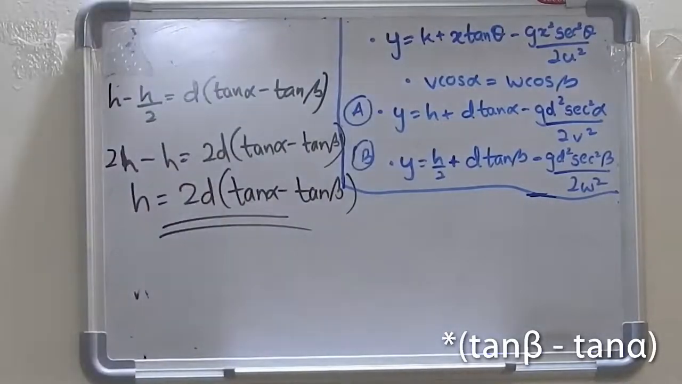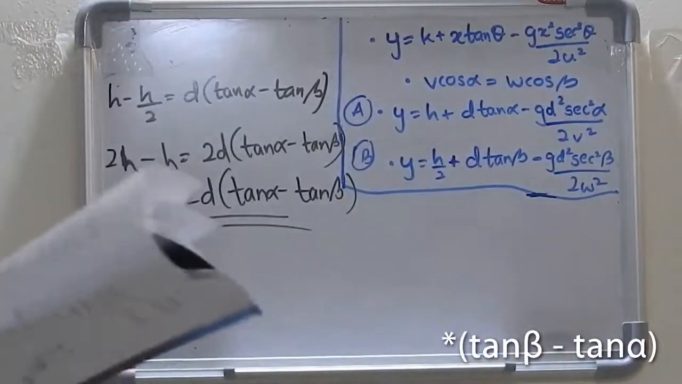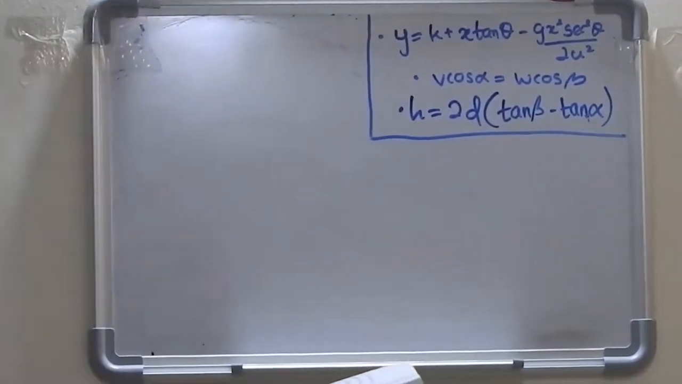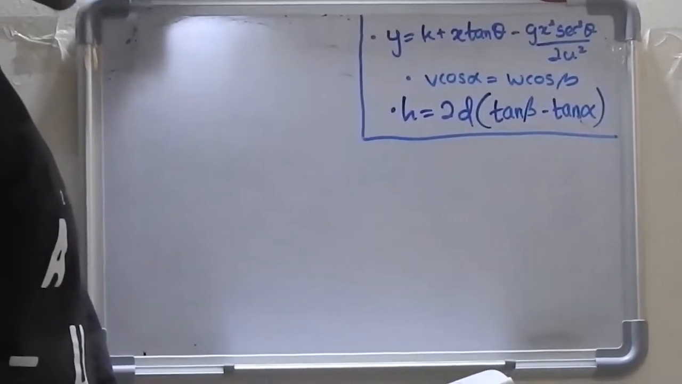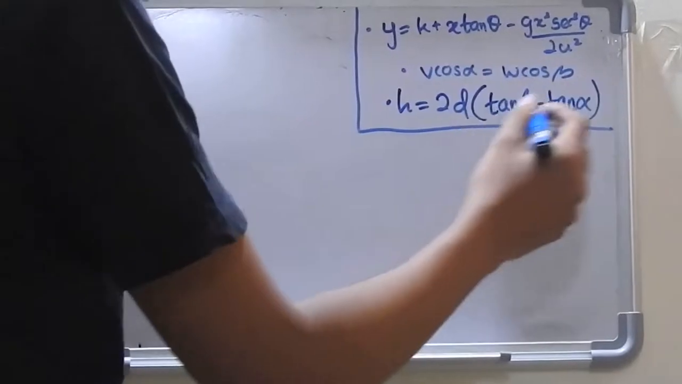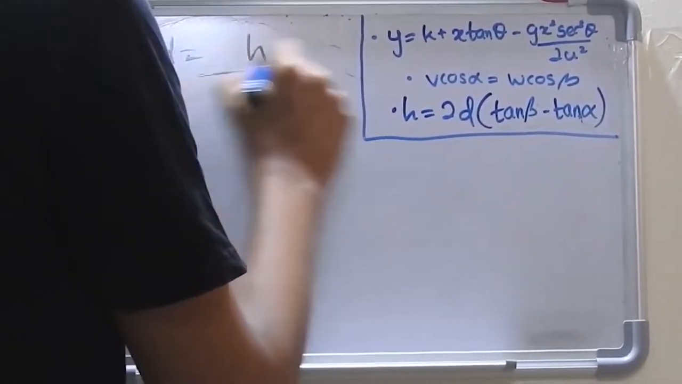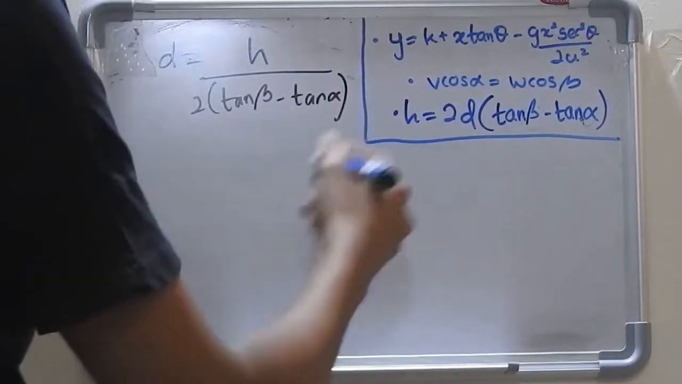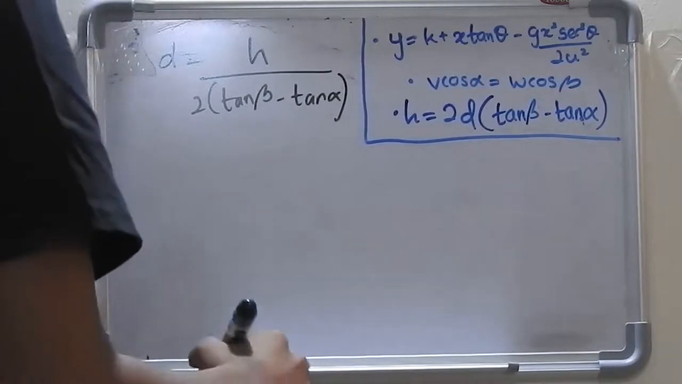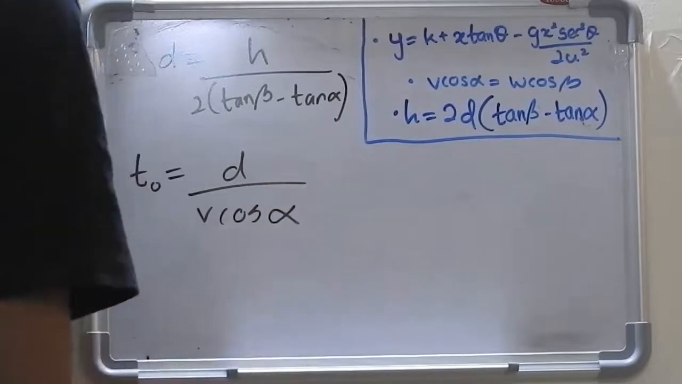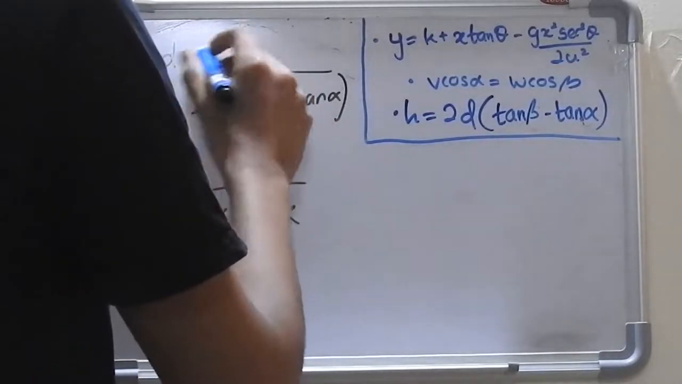So now we can move on to find what they have asked, that the time taken is h over 2 times w sin beta minus v sin alpha. So to prove that the time taken for the two particles to meet is h over 2 over w sin beta minus v sin alpha, we can start from this equation. From this equation, if we make d the subject, d will be equal to h over 2 times tan beta minus tan alpha. And also previously from the projectiles, for particle P we got T naught equals d over v cos alpha, if you all can remember. So now we can apply what we got for d here.